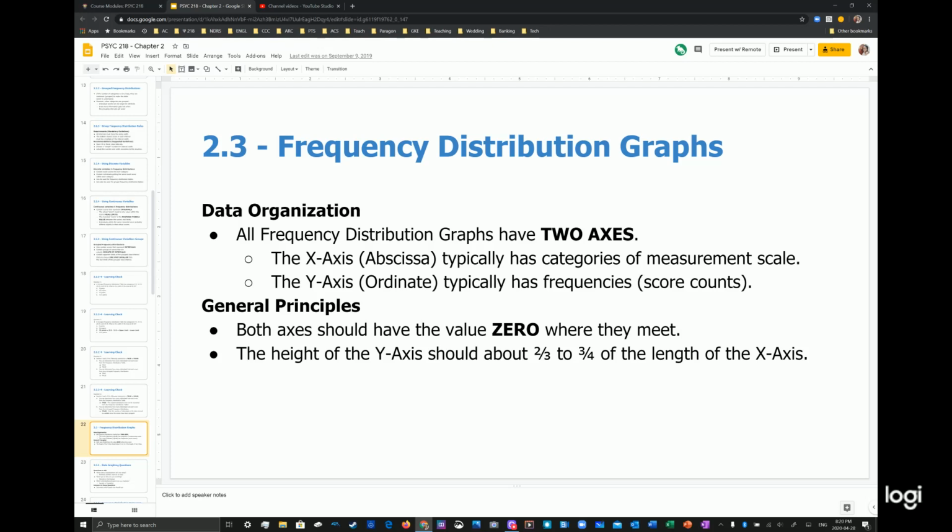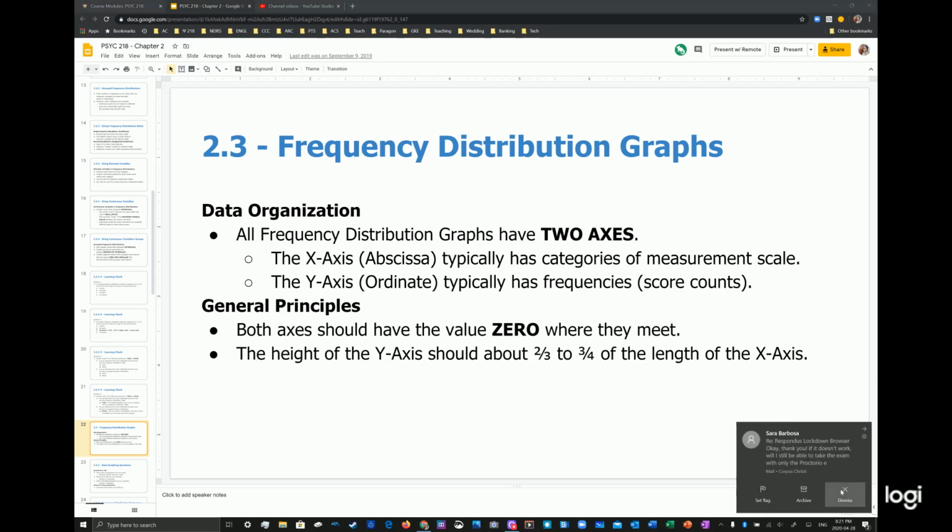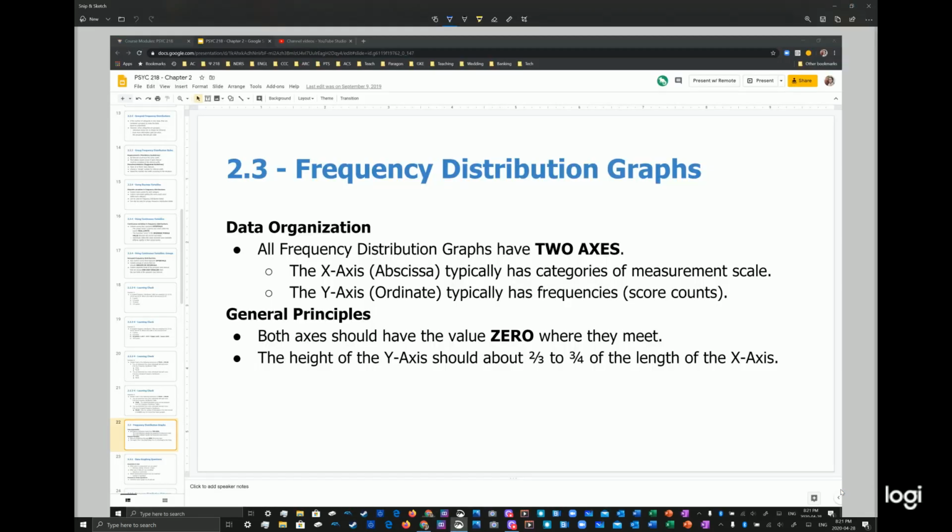So in this chapter, we're going to start with that, how we graph these frequency distributions. There are several principles and ideas that we need to cover to graph these. The first thing we want to do is figure out what we need to do to organize that data. If you have worked with graphs before, you know that graphs have two axes. You have the x-axis. There are formal words for these: abscissa, for the horizontal line that has categories of your measurement scales. Here it could be F, D, C, B, and A.